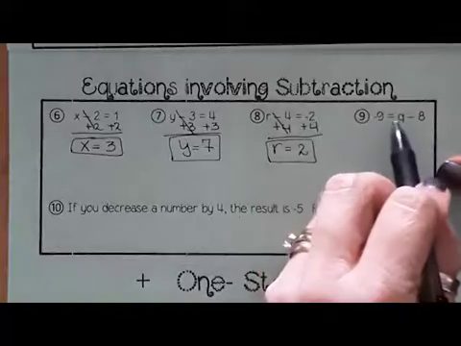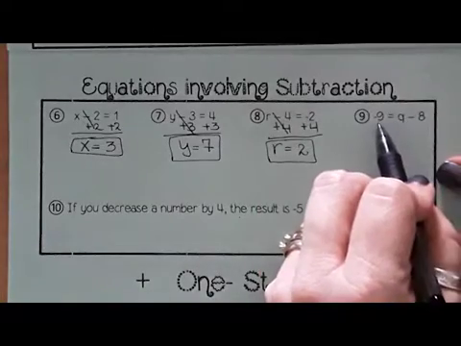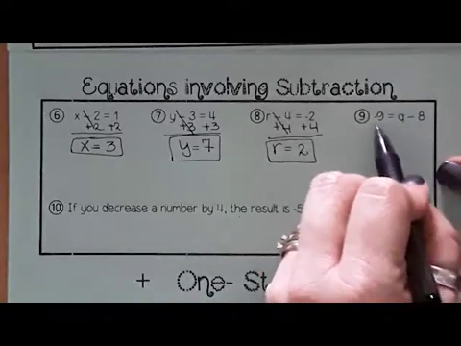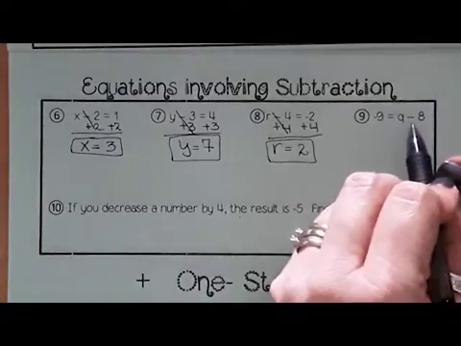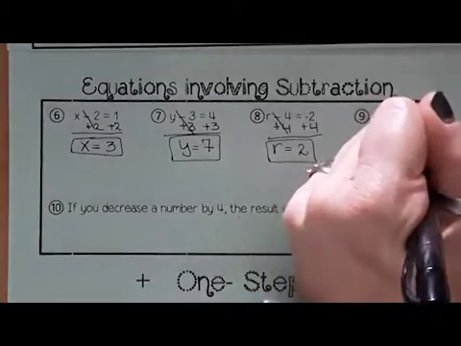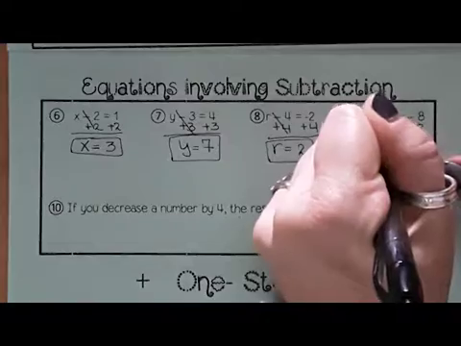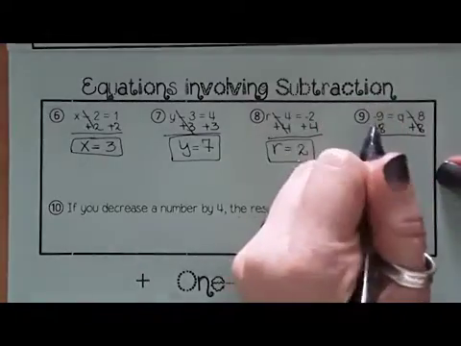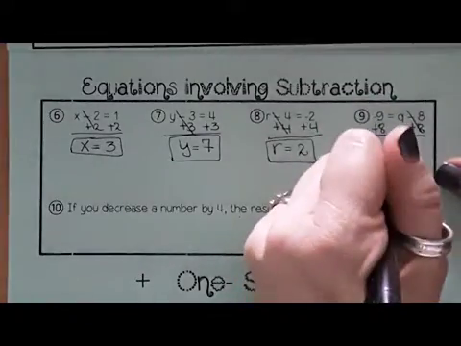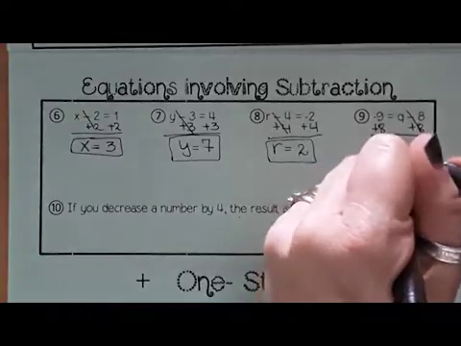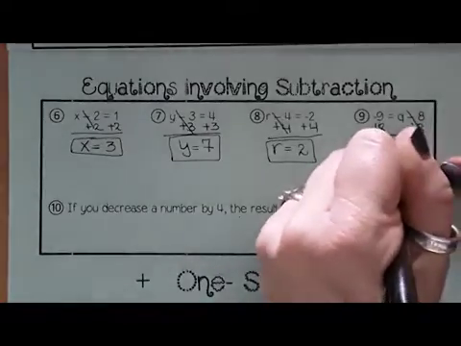The next one, all they did was flip this on us. It does not matter. So that means that I'm going to move that negative 8 over to the negative 9. In order for us to do that, we're going to add 8. Again, you're doing the opposite. Negative 9 plus 8 is a negative 1 equals, and in this case, that's a Q.